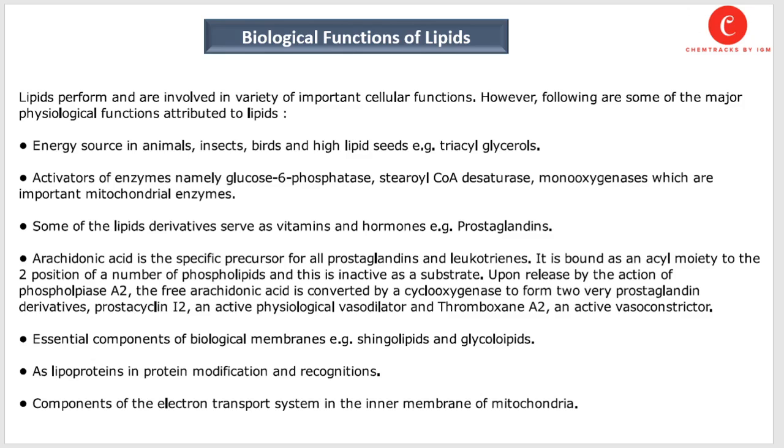It is bound as an acyl moiety to the 2 position of a number of phospholipids, and this is inactive as a substrate. Upon release by the action of phospholipase A2, the free arachidonic acid is converted via cyclooxygenase to form two very important prostaglandin derivatives, prostacyclin I2, an active physiological vasodilator, and thromboxane A2, an active vasoconstrictor. Essential components of biological membranes are sphingolipids and glycolipids. They are used as lipoproteins in protein modification and recognition. They are components of the electron transport system in the inner membrane of mitochondria.